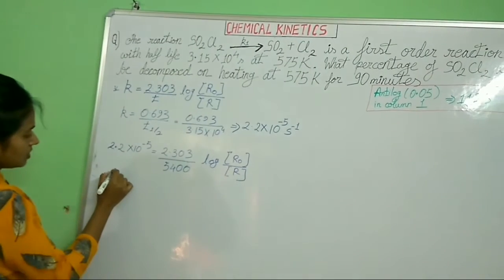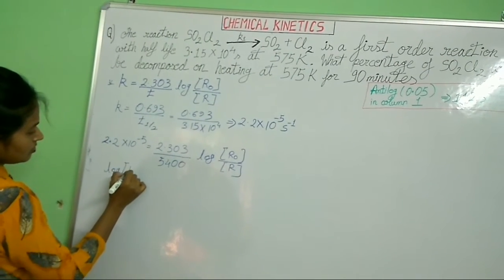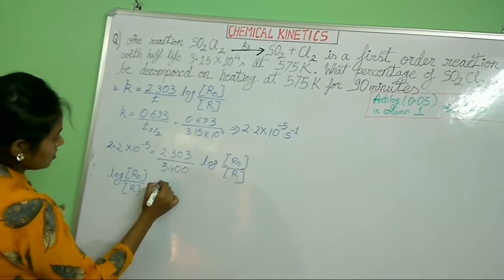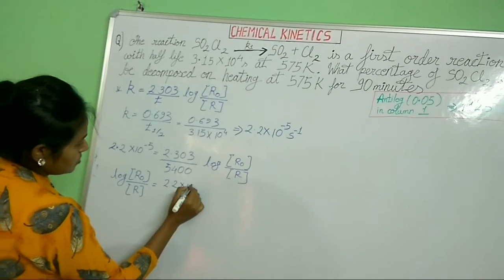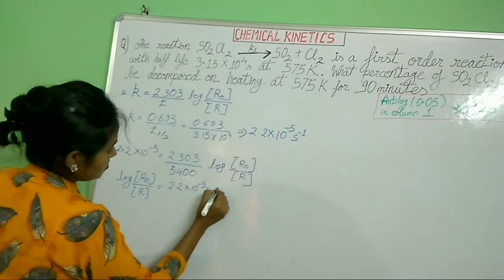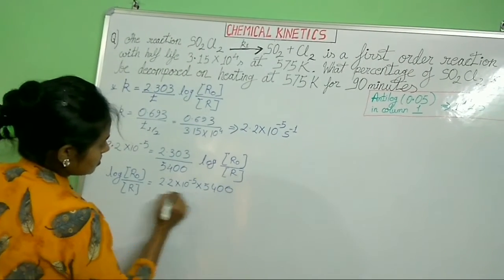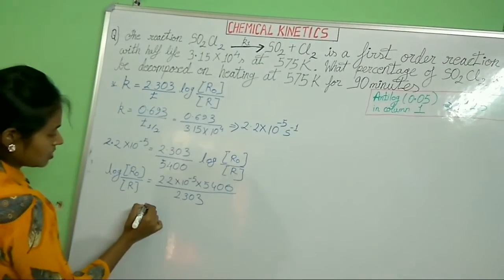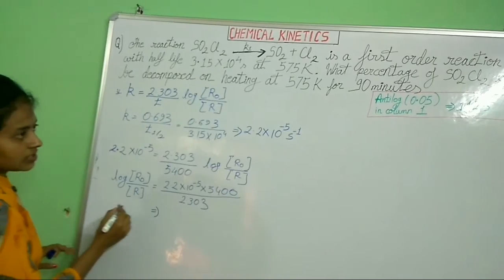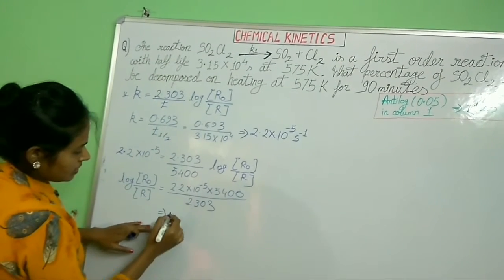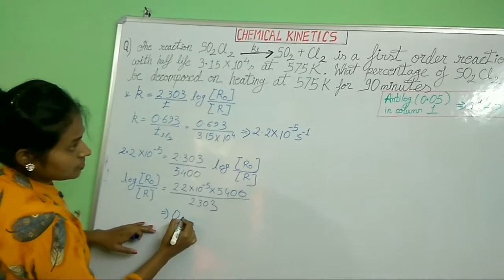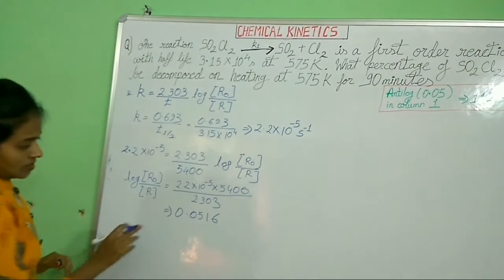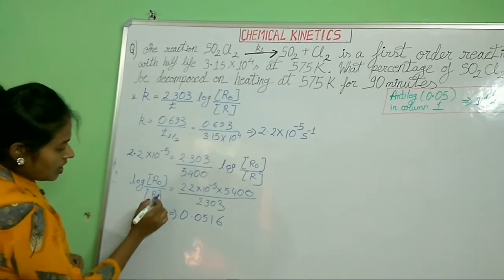So log R naught by R will be how much? 2.2 into 10 to the power minus 5 into 5400 divided by 2.303. Okay. Now, if we solve this, how much we will get? From the calculator, solve it, 0.0516. Okay. Now, here log R naught by R value is this much.